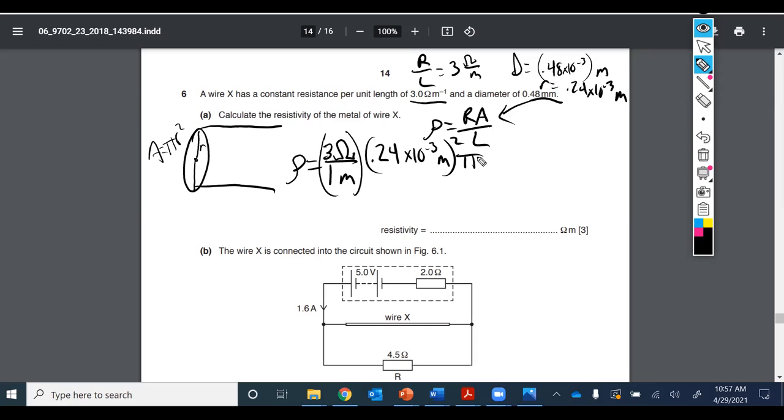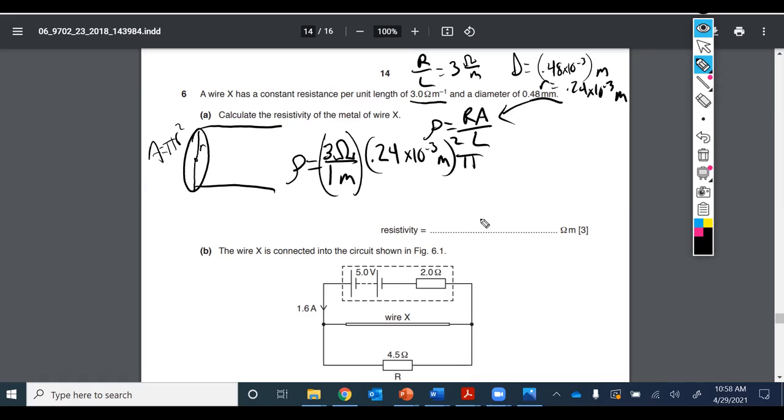3 times, actually, I'm going to start here. 0.24 times 10 to the negative 3 is the same thing as 2.4 times 10 to the negative 4, right? You can move that decimal point over. I'm going to square that in my calculator and then multiply it by 3, and then multiply it by pi.